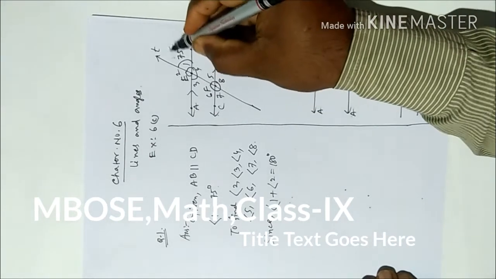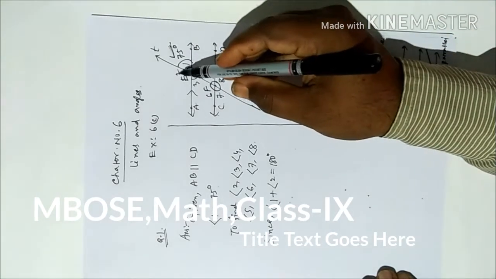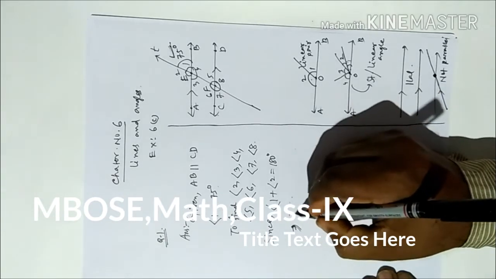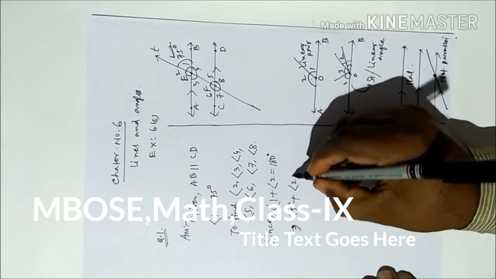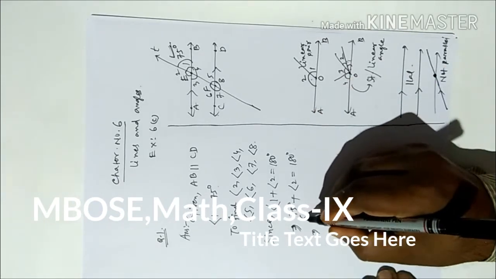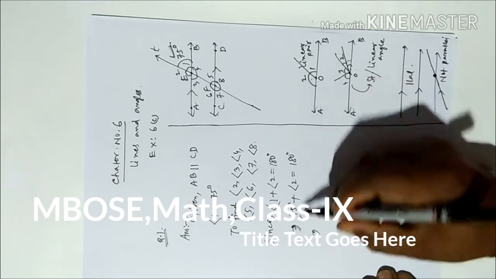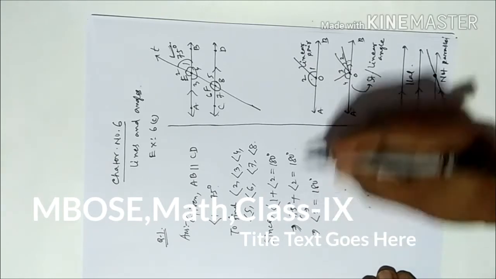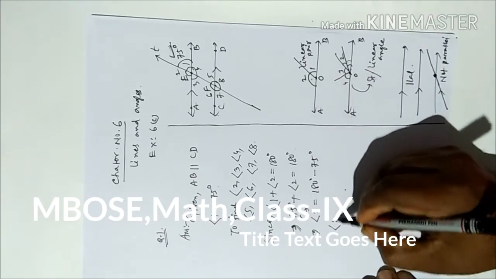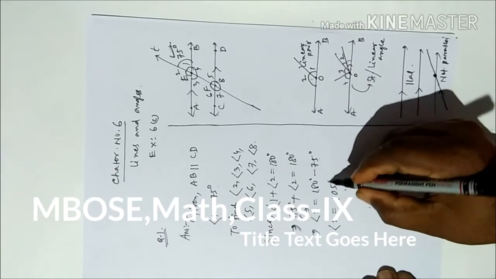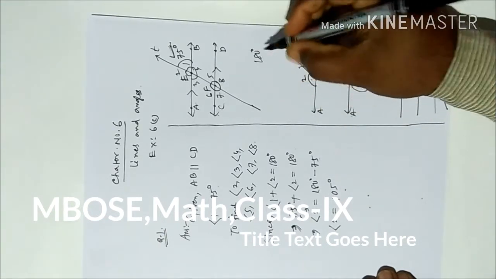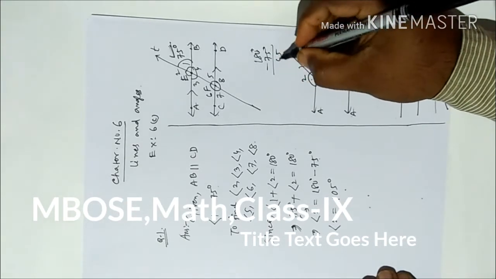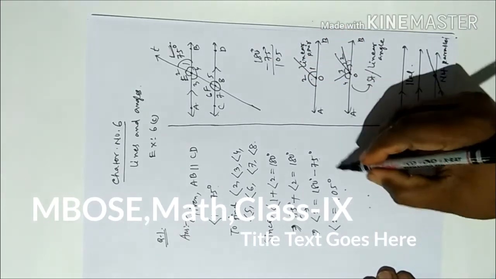Angle 1 is given in your question, and the remaining angles 2, 3, 4, 5, 6, 7 and 8 you have to find. Angle 1 is given as 75. To find angle 2, 75 plus angle 2 is 180. By the transposition rule, angle 2 equals 180 minus 75. How much is that? 105. With subtraction, 75 from 180: carry 1, 10 minus 5 is 5, carry 1 here, 7 minus 7 is 0, and 1 here. So 105 degrees. Angle 2 you got.